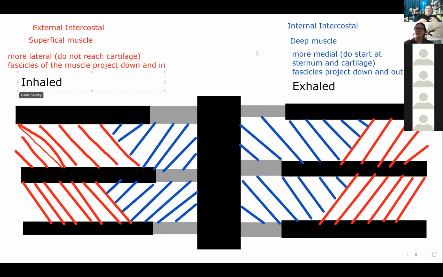But basically what happens is the externals bring the ribs up for our inhalation and our internals bring the ribs down for an exhalation. So these two are additional accessory muscles that help in the breathing process.